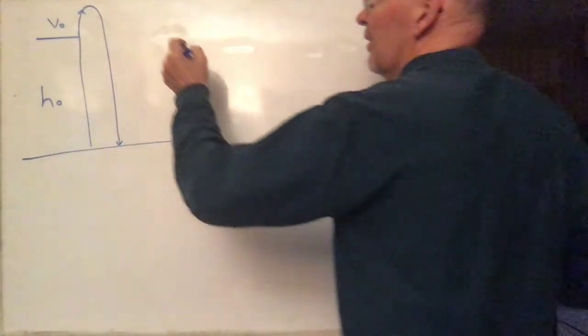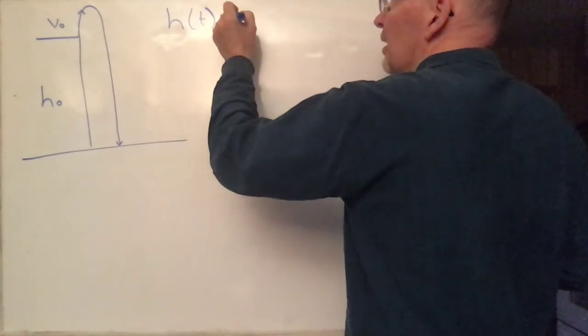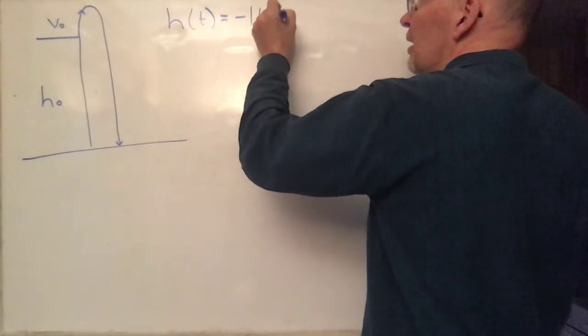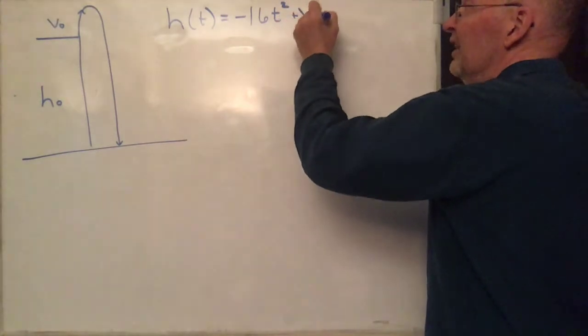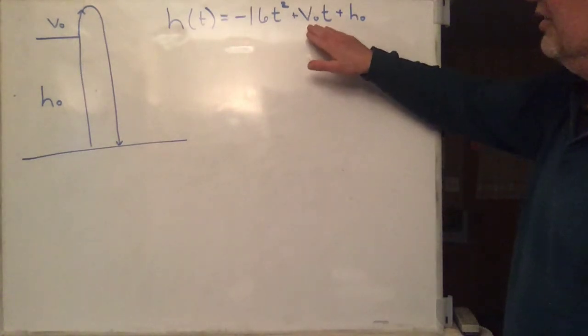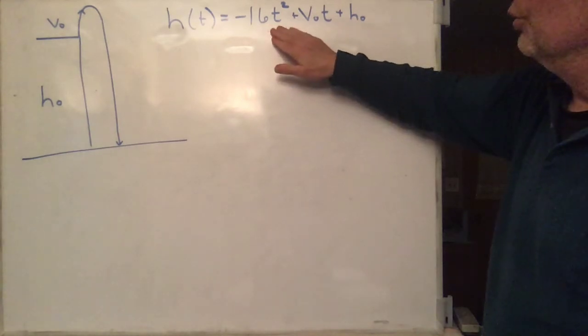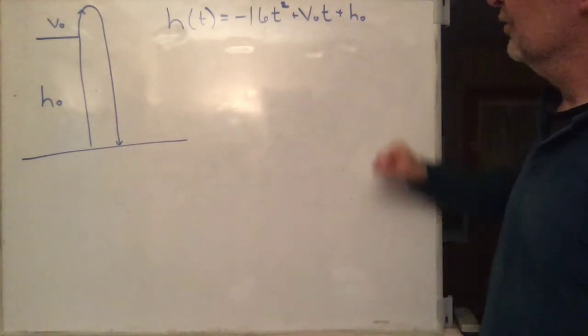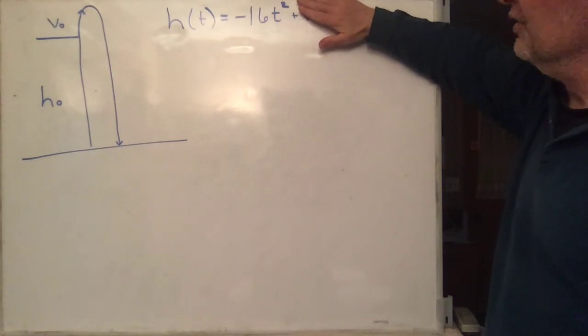And it turns out that the height of this object at any point is given by negative 16 t squared plus v naught t plus h naught. So this is the initial velocity, and this is the initial height, and this is due to the acceleration of gravity. And so if you just dropped something and you wanted to know how far it was going to go, this is assuming no air resistance. So this is like a heavy object, really heavy with minimal air resistance.